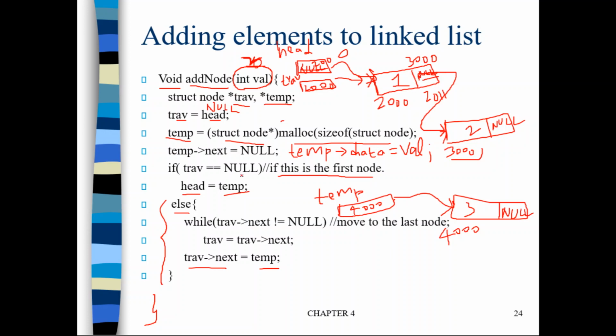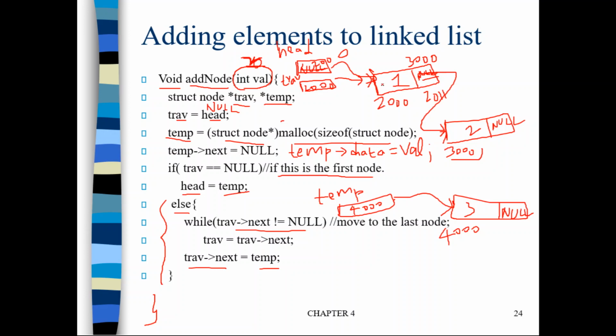Then we check if traverse is equal to null. No, traverse is not null because head is not null. So this is not the first node, so the else part will execute. While traverse arrow next not equal to null. What is traverse? Traverse is pointing to the first node. First node's next, is it null? No, it's not null. Then traverse is equal to traverse arrow next.